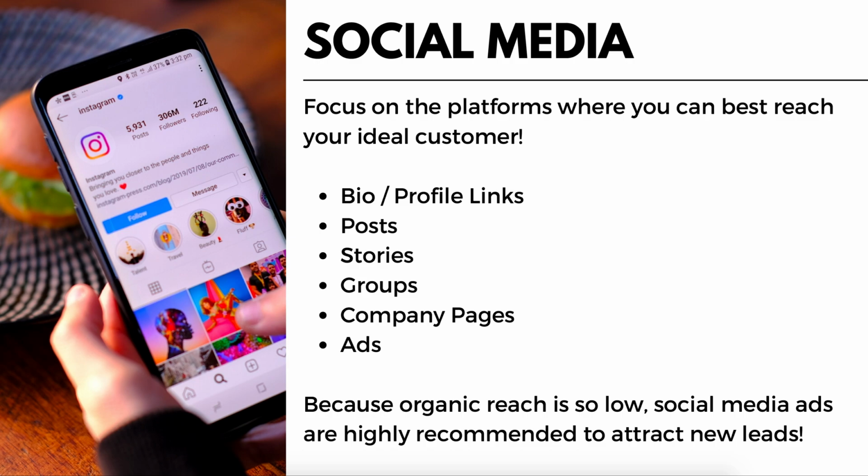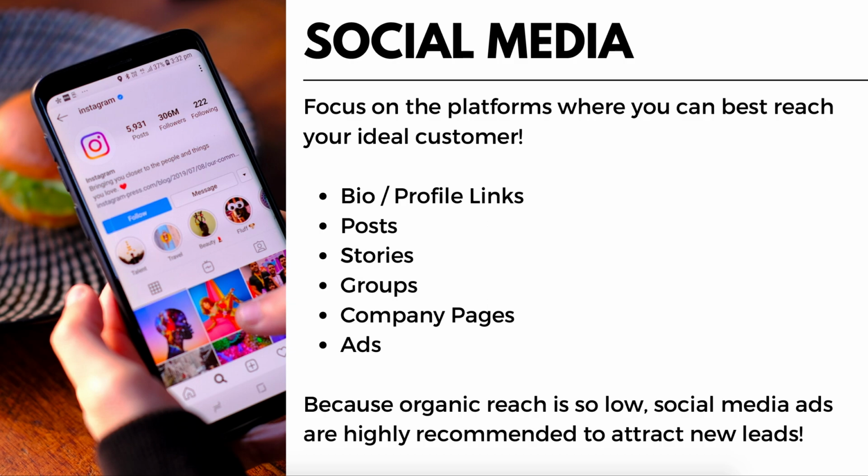Now, social media is the next place you want to take this lead magnet and go promote the crap out of it. So the key here is you always want to focus on platforms where you can best reach your ideal customer. So for example, you're not going to go promote this thing on LinkedIn if it's not for a professional business-oriented audience. You're not going to go promote it on Instagram if it's intended for someone who would not even think about spending their time there. So you want to put it where it makes sense.